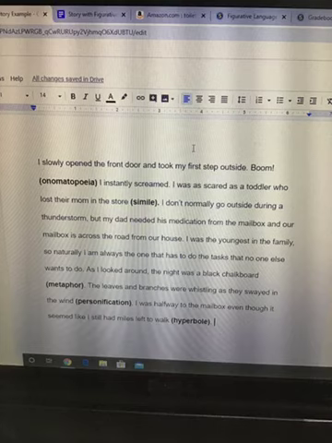As I looked around, the night was a black chalkboard. Metaphor. The leaves and branches were whistling as they swayed in the wind. Personification. I was halfway to the mailbox, even though it seemed like I still had miles left to walk. Hyperbole. That is how I want you to structure your writing in Google Docs.